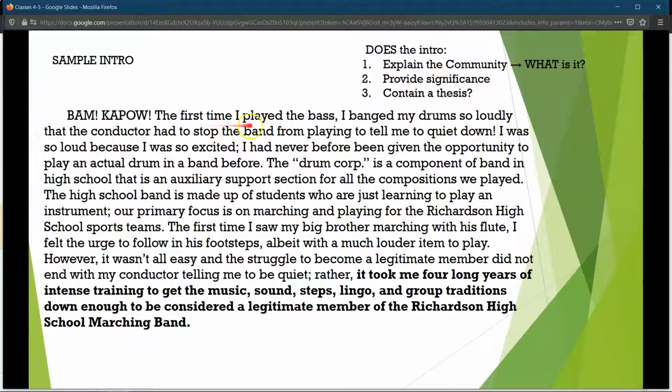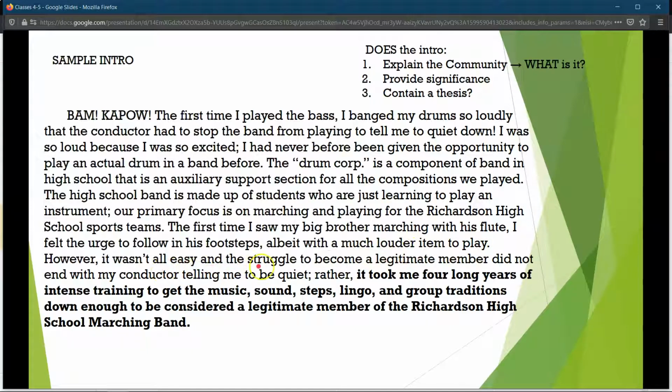So bam, kapow, the first time I played the bass, I banged my drum so loudly that the conductor had to stop the band from playing to tell me to quiet down. I was so loud because I was so excited. I had never before been given the opportunity to play an actual drum in a band. The high school band is made up of students who are just learning to play an instrument. Our primary focus is on marching and playing for the Richardson High School sports teams. The first time I saw my big brother marching with his flute, I felt the urge to follow in his footsteps, with a much louder item to play.